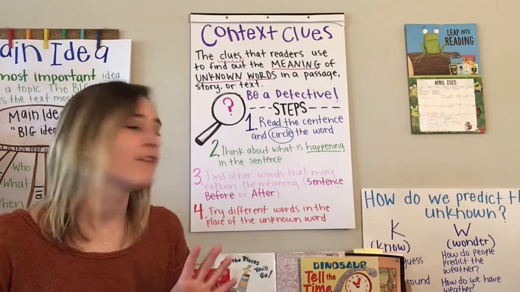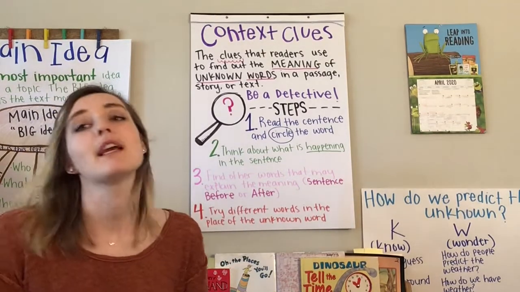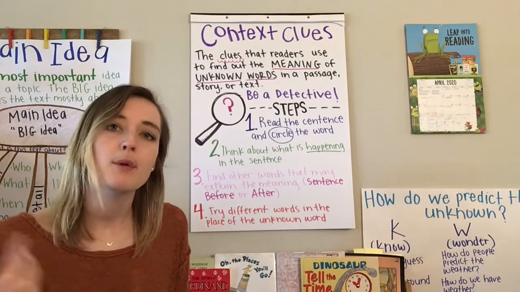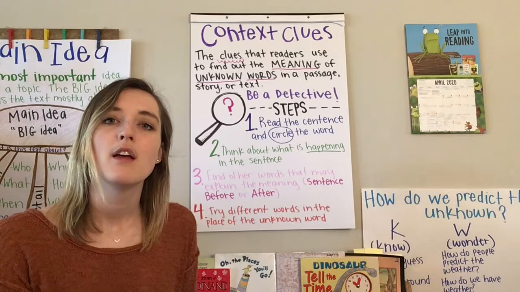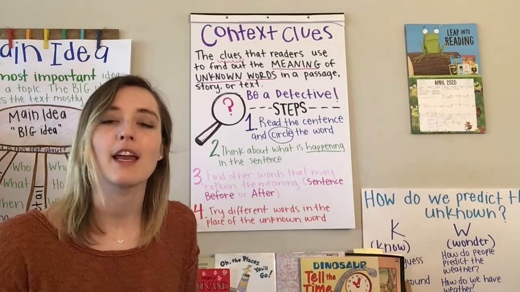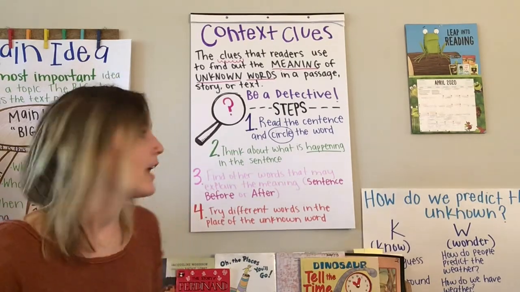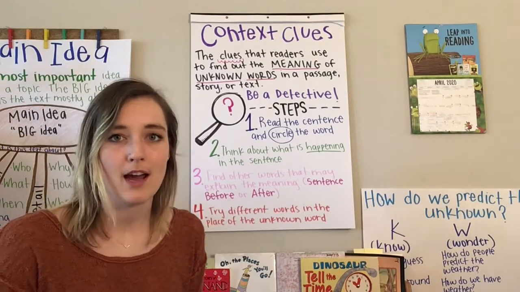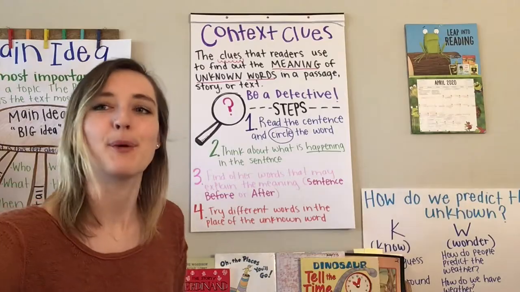And finally, step number 4 is to try different words in the place of the unknown word. We call those synonyms. Try to replace it with a different word that means the same thing to see if you can identify that meaning. Okay, so those are steps 1 through 4. What we're going to do is practice this right now. So let's start practicing. Here we go.